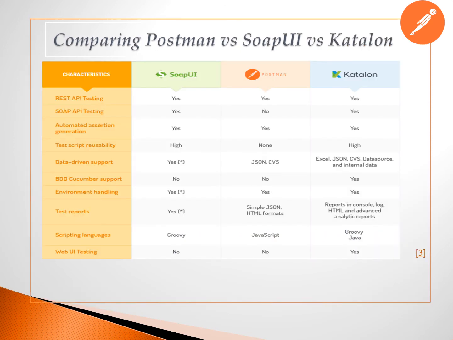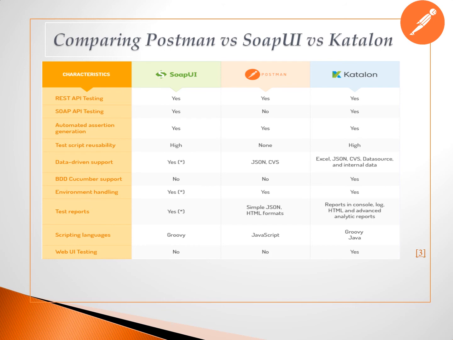So here we are comparing Postman with SoapUI and Katalon. If we can see here, in Postman, yes, we can do the REST API testing. REST is representational state transfer. And as well we can do automated assertion generation and also environment handling. But on the other hand, compared with the top 2 most popular API testing tools, we cannot do test script reusability, it's not possible, and as well as SOAP API testing, no, we cannot do that in Postman.